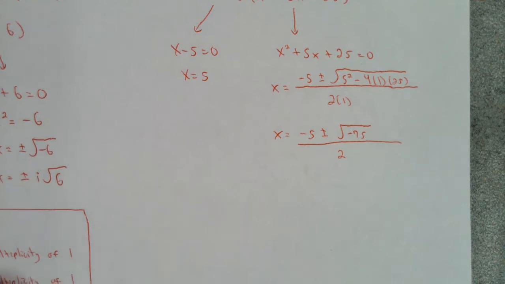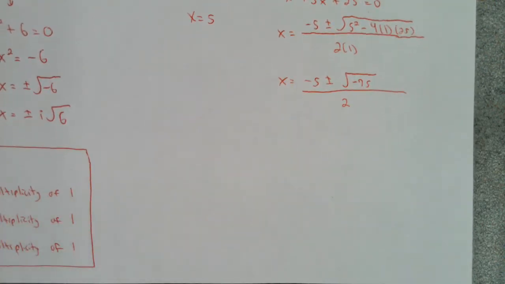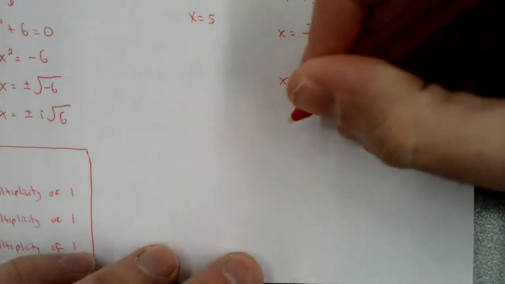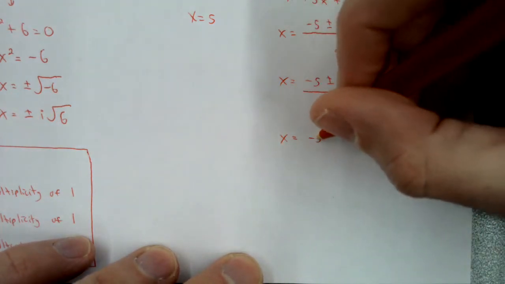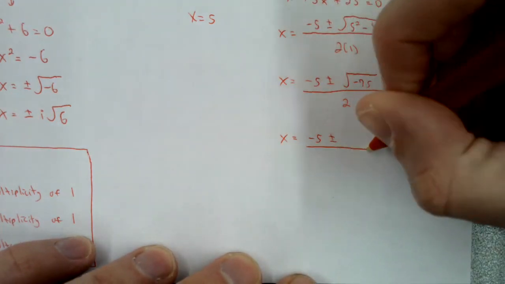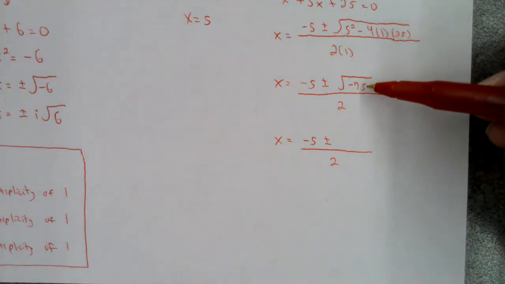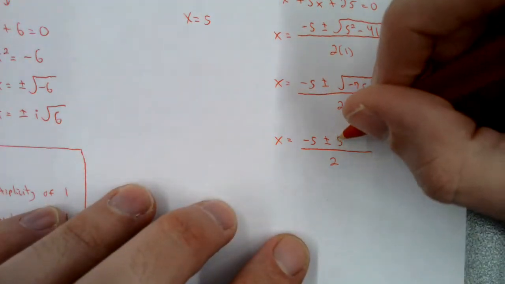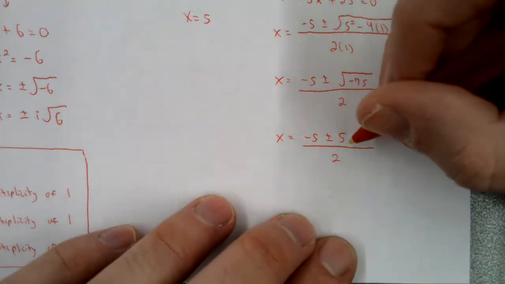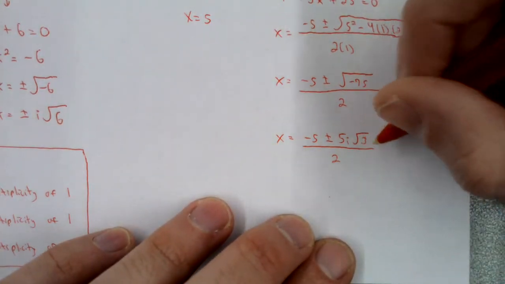And now let's simplify the square root of negative 75. I'm just going to combine steps here because I'm running out of room. Square root of 25, which is 5. Square root of negative 1, which is i. And then square root of 3.